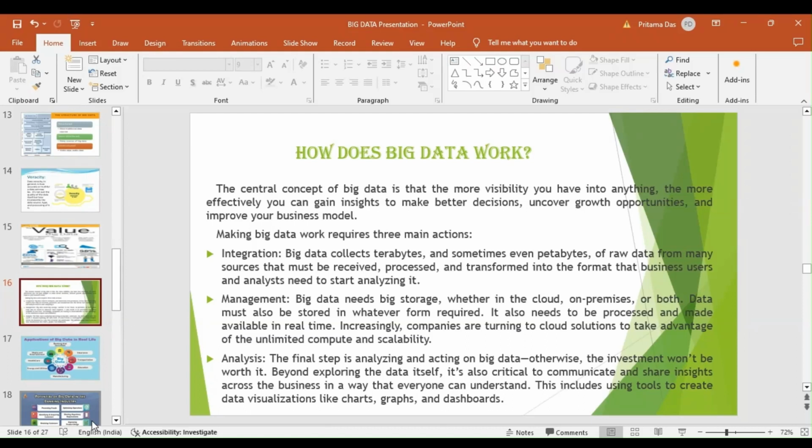So, beyond exploring the data itself, it's also critical to communicate and share insights across the business in a way that everyone can understand. So, this includes using tools to create data visualizations like charts, graphs, and dashboards. So, after analyzing the data, we can create data visualizations like charts, graphs, and dashboards. So, here we can see how big data works: there are three main actions: integration, management, and analysis.